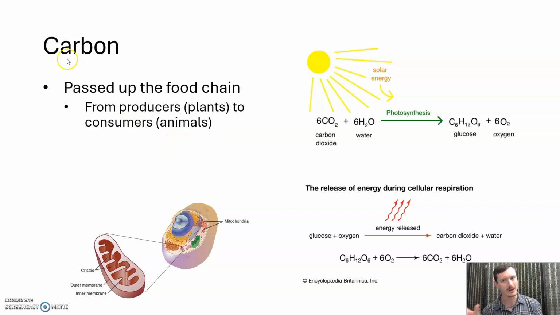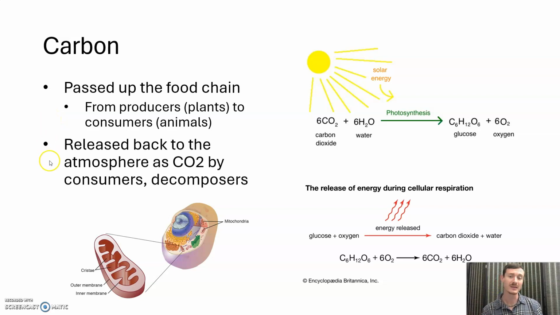So we can see, right, our carbon is passed up through the food chain, like our nutrients, from producers to consumers to other consumers. It's going to be released back into the atmosphere by consumers, which exhale, and also by decomposers, which break stuff down. Now, not all of the carbon gets put back into the atmosphere, right? Some of it gets stored for later.